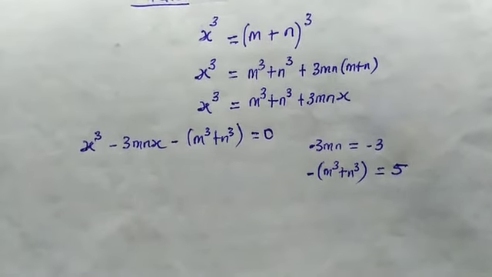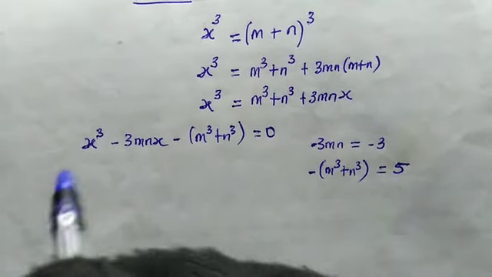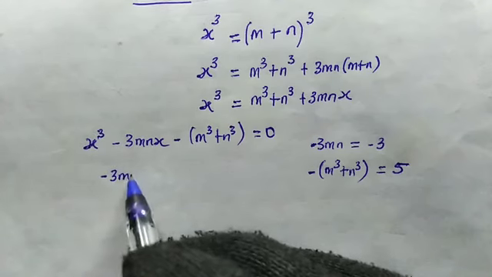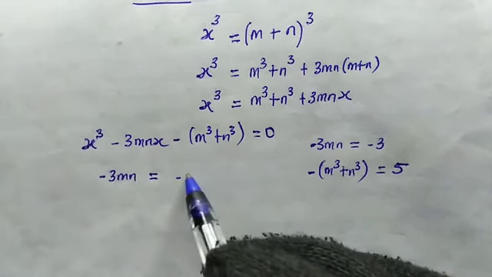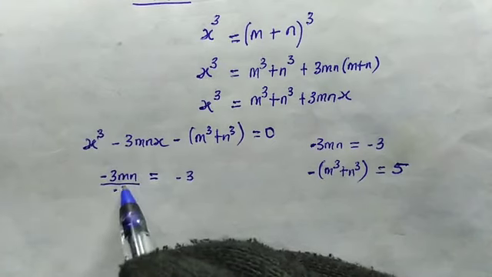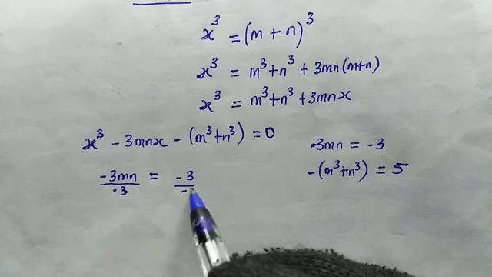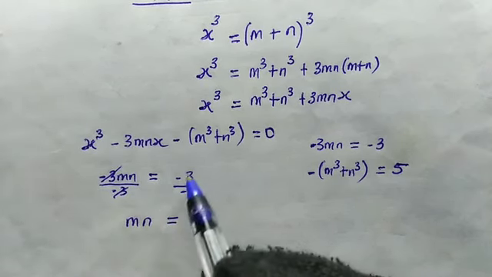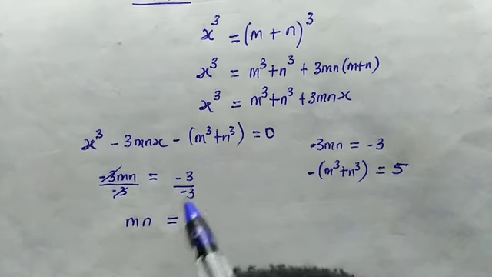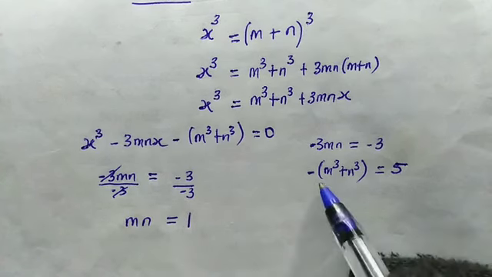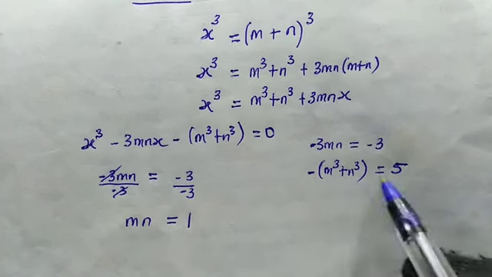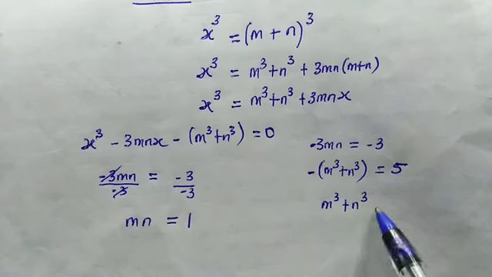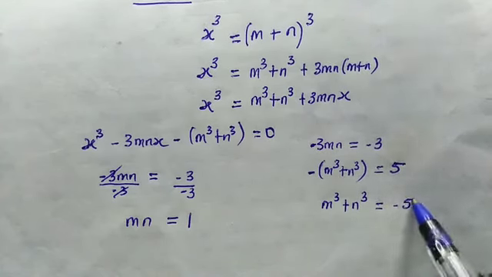So from here, let us divide both sides by negative 3. We have negative 3mn equals negative 3. So divide both sides by negative 3. This will cancel this. We have mn equals, negative 3 divided by negative 3, that is 1. From here, we multiply both sides by negative 1 to get m cubed plus n cubed equal to negative 5.